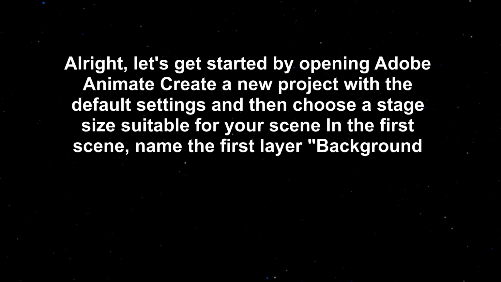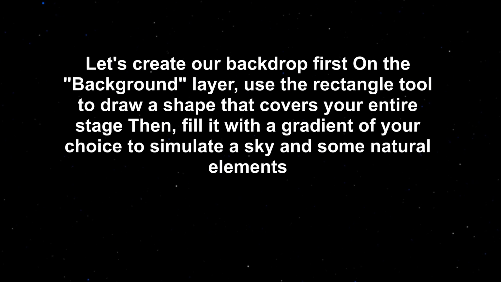In the first scene, name the first layer background. Let's create our backdrop first. On the background layer, use the rectangle tool to draw a shape that covers your entire stage, then fill it with a gradient of your choice to simulate a sky and some natural elements.